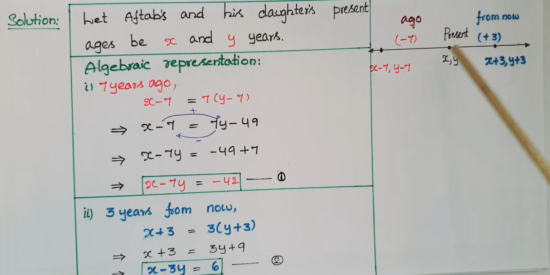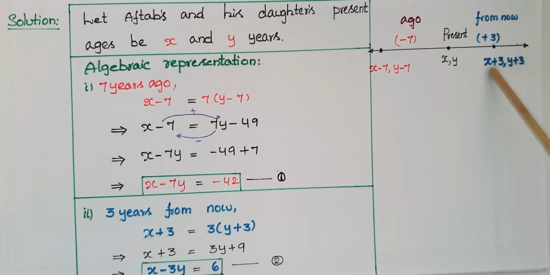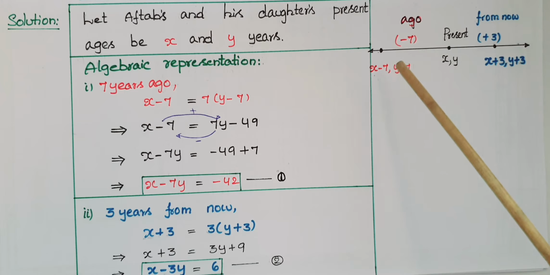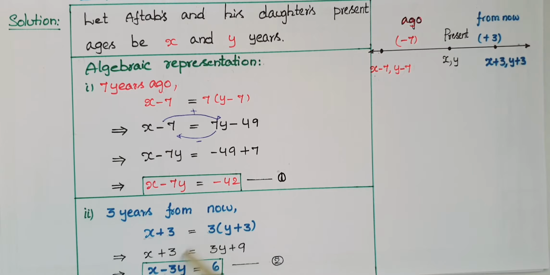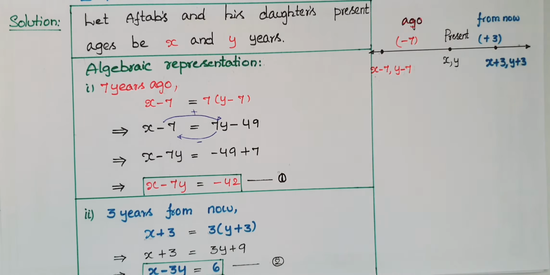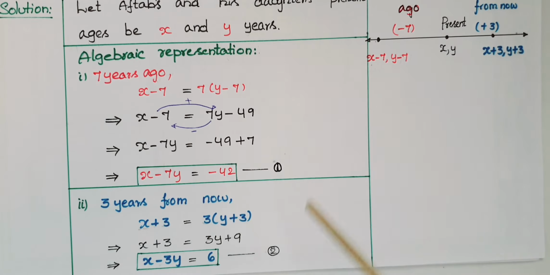Next, 3 years from now, that means after 3 years, Aftab's age will be x plus 3 and his daughter's age will be y plus 3. So 3 years from now, I shall be 3 times, so Aftab's age is 3 times his daughter's age. Algebraically, x plus 3 is equal to 3 times his daughter's age after 3 years, so 3 into y plus 3. That is x plus 3 is equal to 3y plus 9. Therefore x minus 3y is equal to 9 minus 3, that is 6. So this is the second equation.